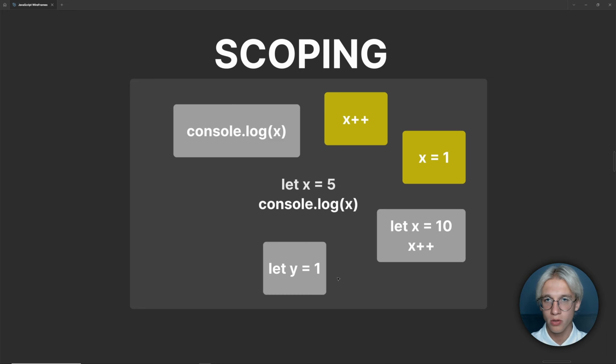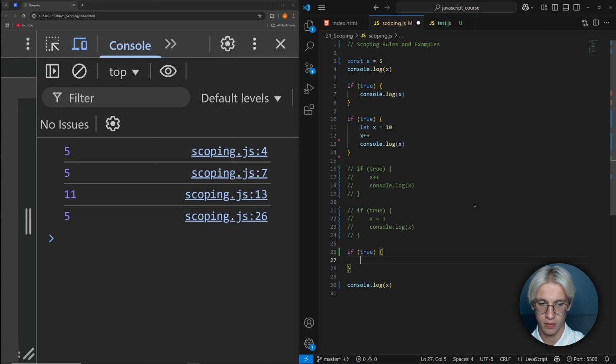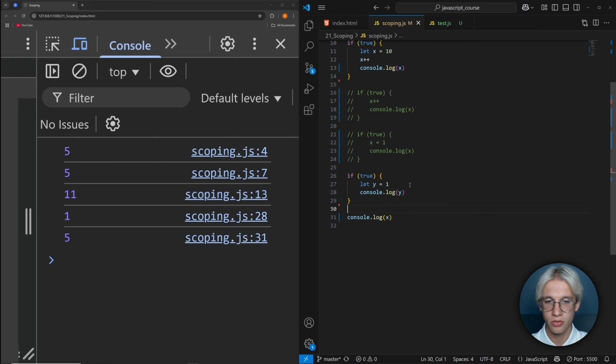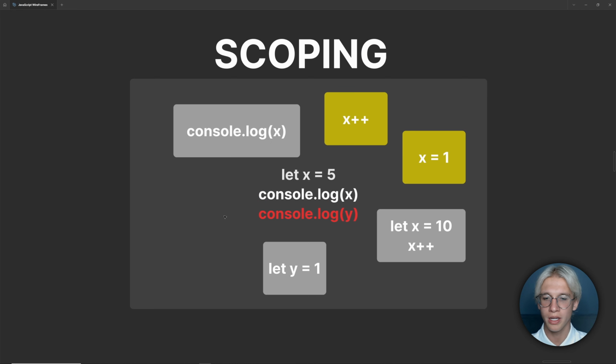Now let's create a new local scope where we declare a value of y. So now I created a local scope and I declared y that is equal to 1, and as expected, I can access this variable within this local scope. But if we try to get access to the same variable in our global scope, JavaScript throws an error because this variable can be accessed only within this border.